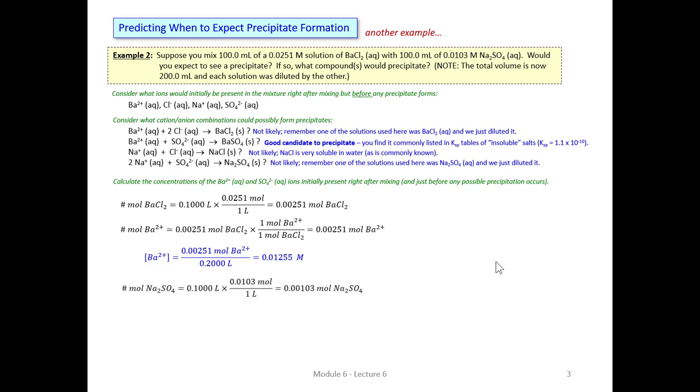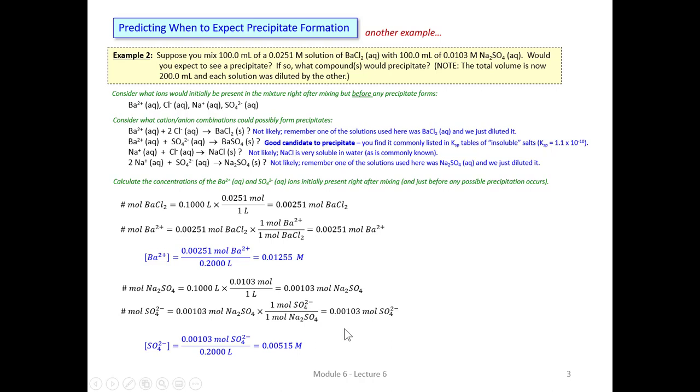We can likewise calculate the number of moles of sodium sulfate added by taking the volume of the solution times its concentration. The number of moles of sulfate would be exactly the same as the number of moles of sodium sulfate, because you get 1 sulfate for every sodium sulfate. Then we can calculate the concentration of the sulfate by taking the number of moles of sulfate and dividing by the total volume, and we get 0.00515 molar.